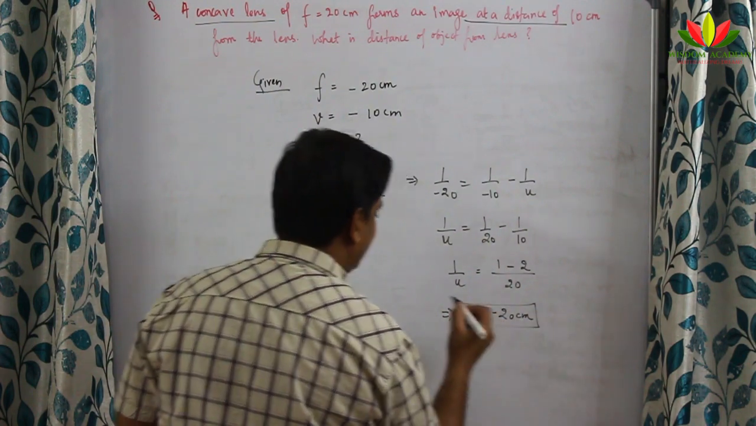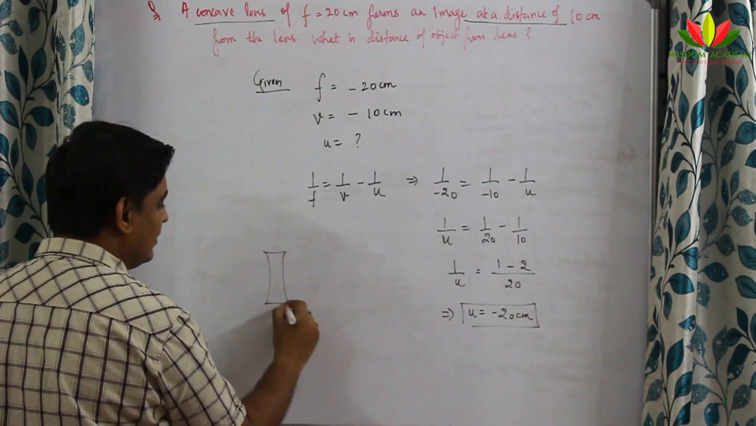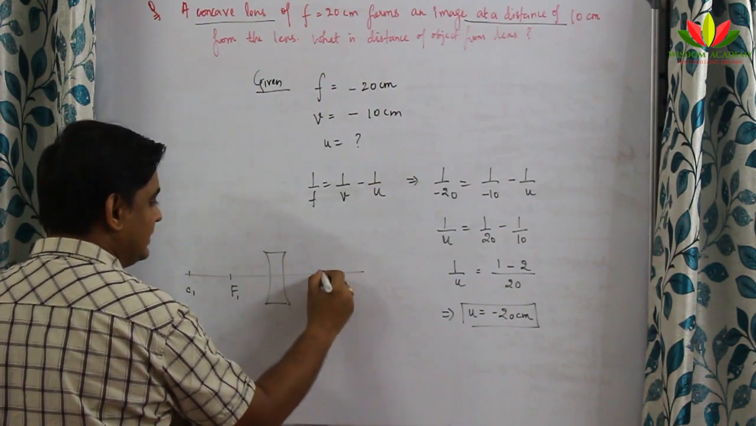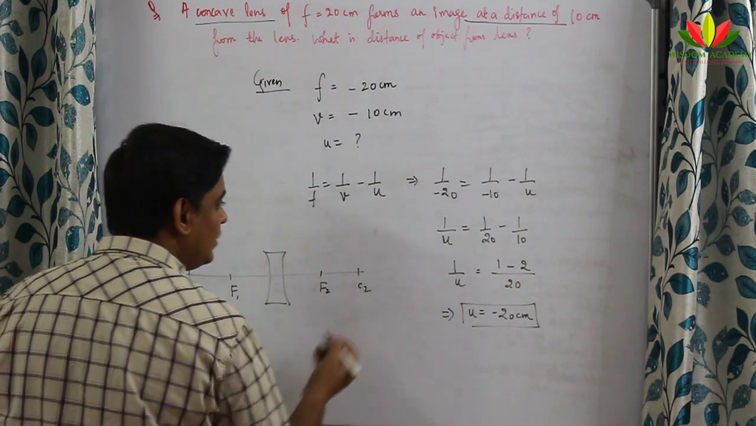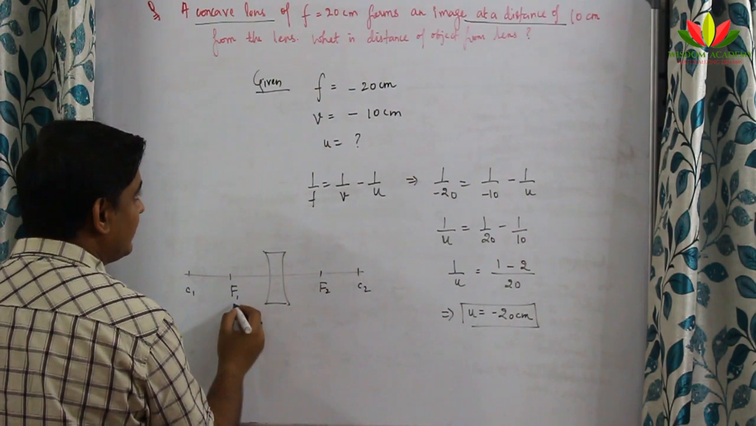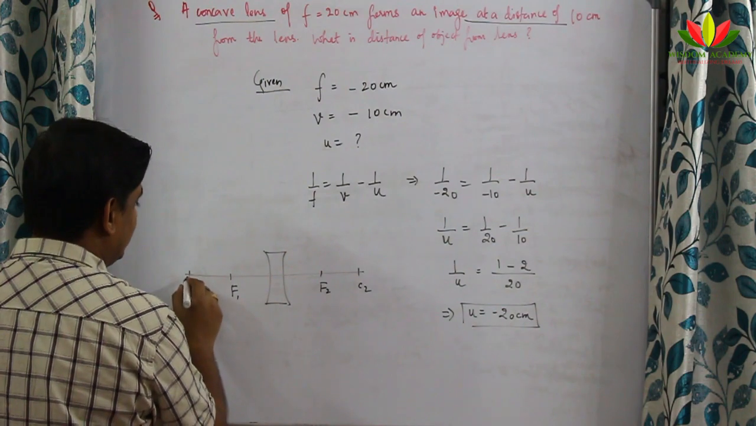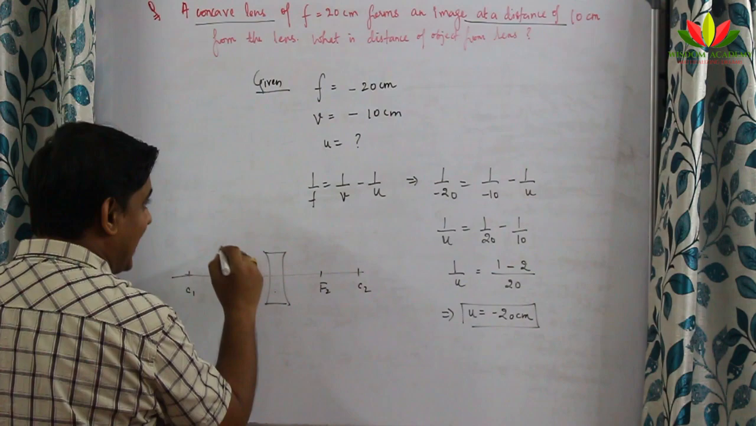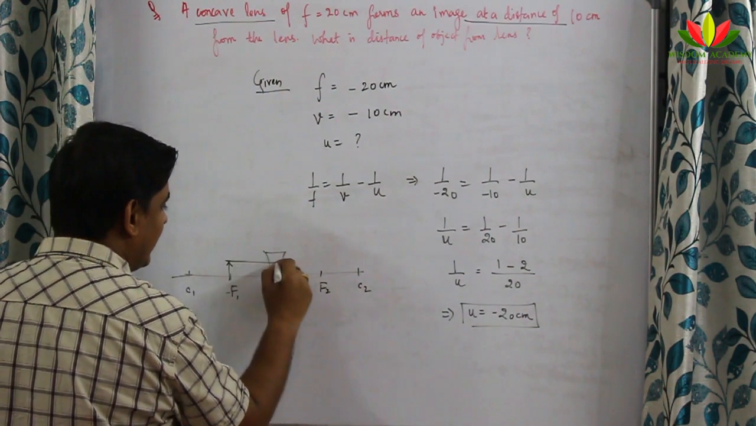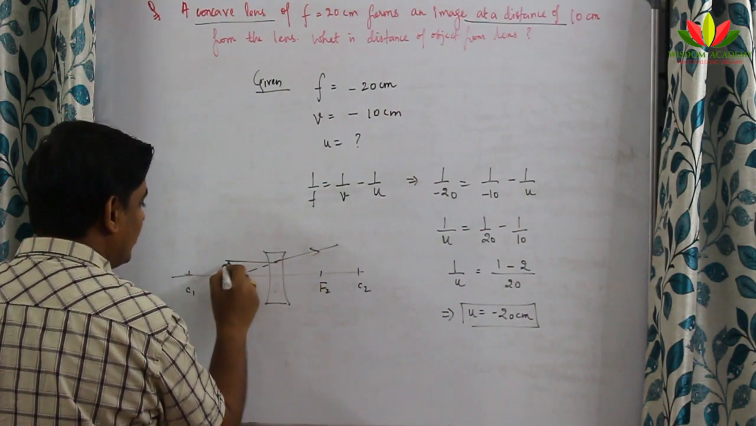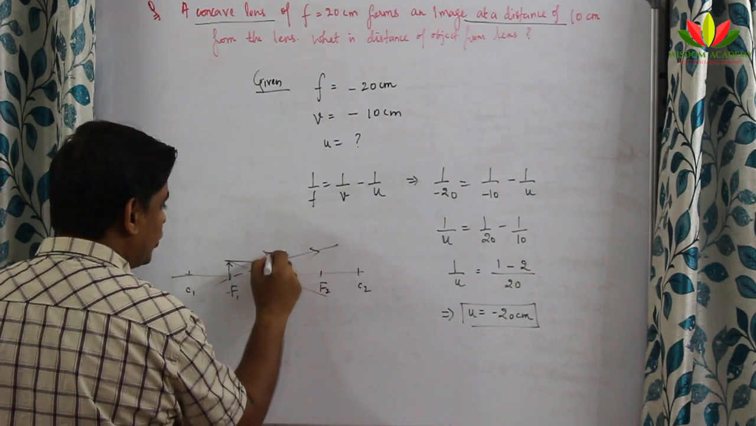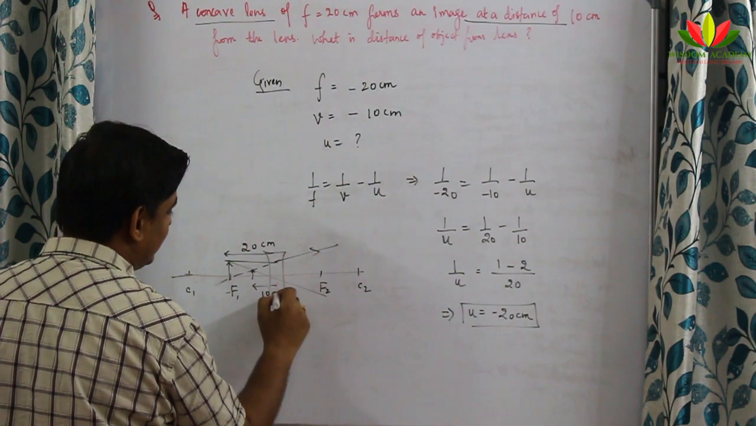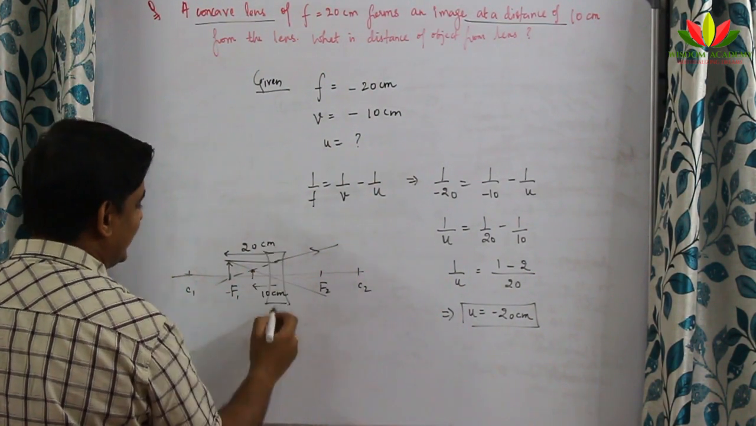So you came to know that in this concave lens, this is the focus, this is C, this is F2 and this is C2. When the focal length was 20 centimeter and the image was forming at 10 centimeter, the object was kept at the focus. Object was kept here, and so the image was forming somewhere here. So object was kept at 20 centimeter, image was forming at 10 centimeter, and focal length was 20 centimeter.